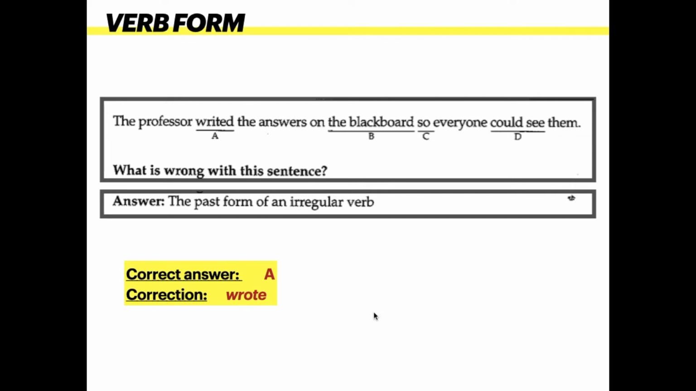For this reason, it's important that you know and practice with the irregular verbs especially. And I will leave you an appendix with a list of irregular verbs so that you can practice, okay? And be familiar with them.